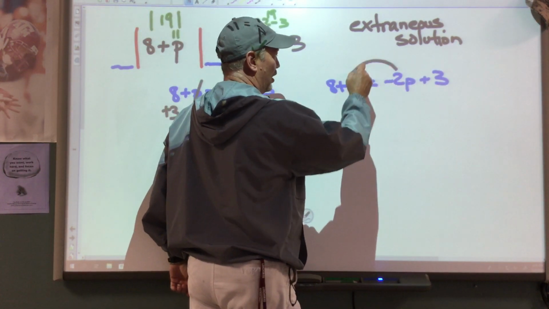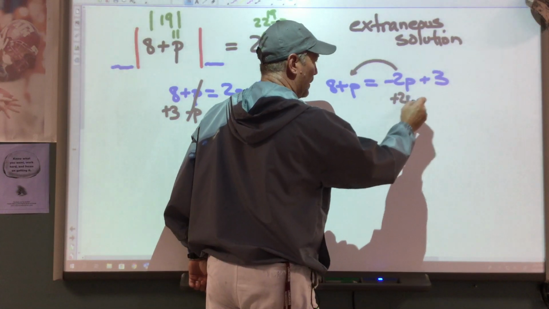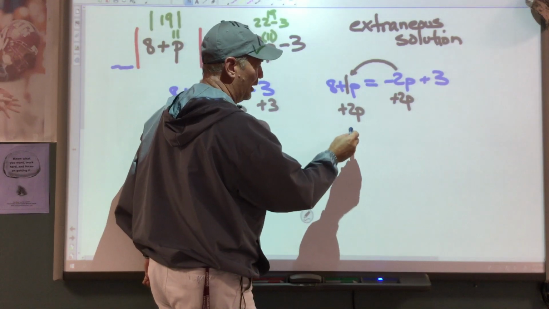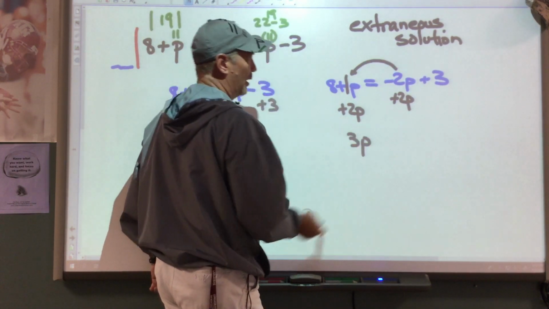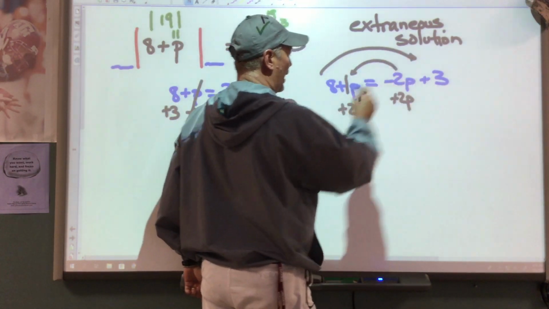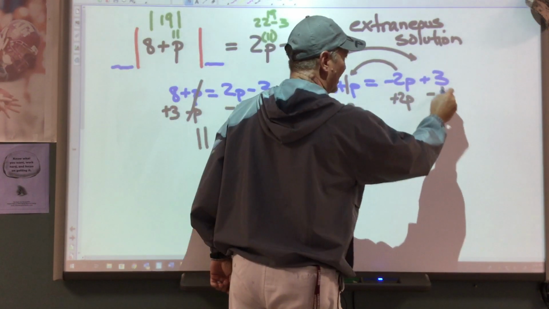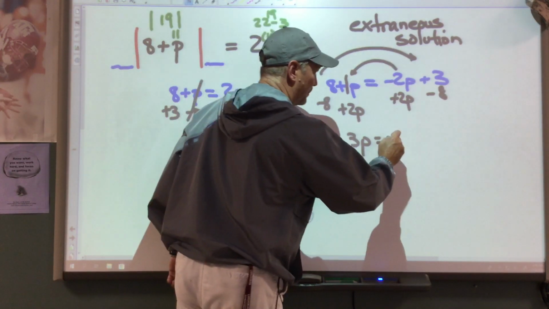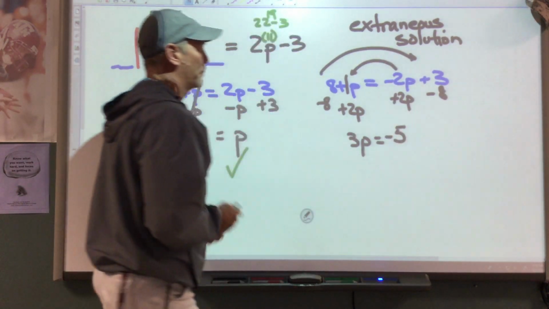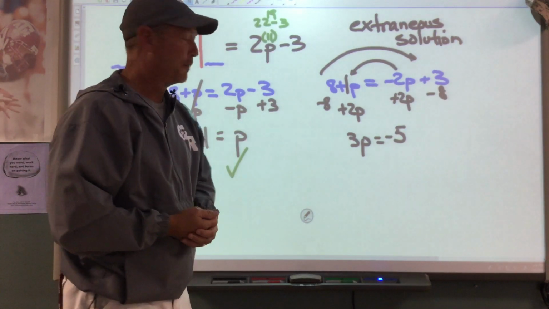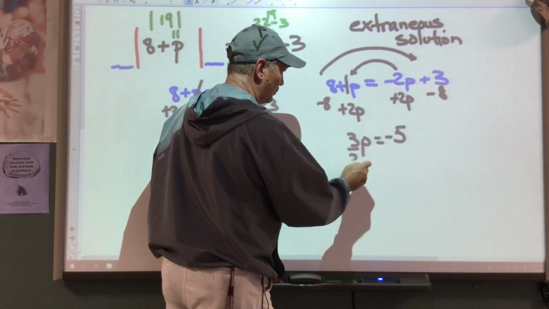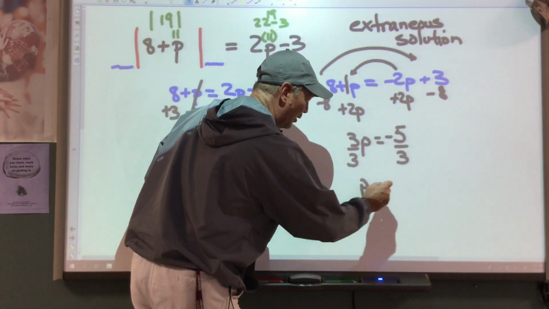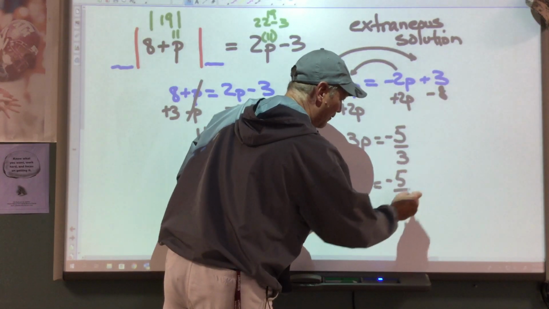We're going to move this to the other side. We're going to go plus 2p, plus 2p. 1p plus 2p is 3p. We're going to move the 8 to the other side. Minus 8, minus 8, that equals a negative 5. Everybody good so far? You're going to divide by 3, and you're going to get p equals negative 5/3.